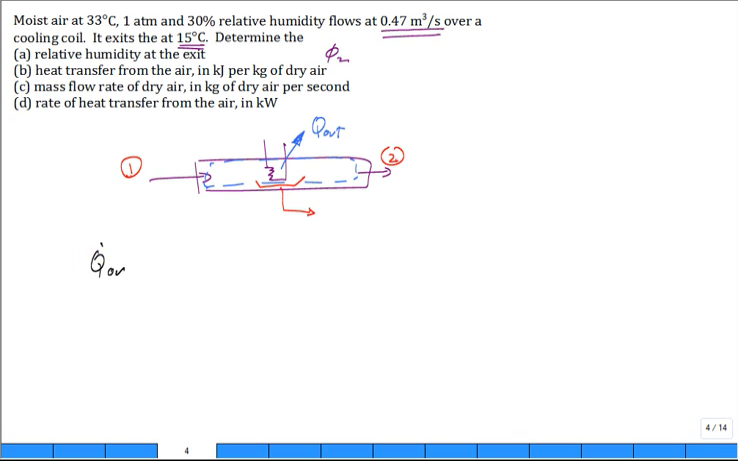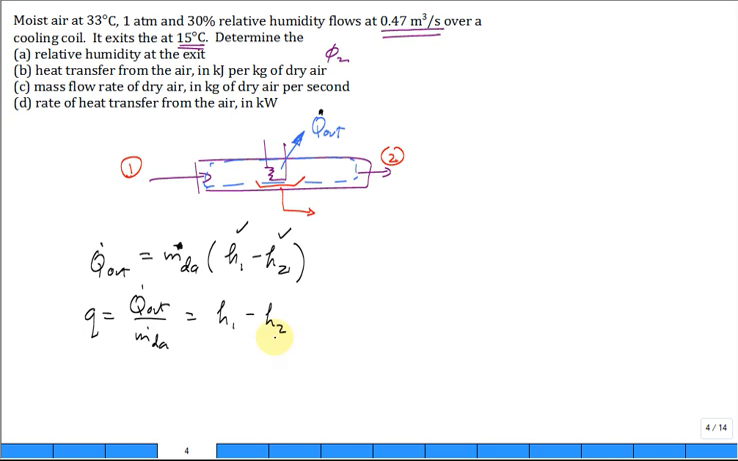Q dot out, should put a dot up there, is equal to the mass flow rate of dry air through the system times the enthalpy 1 minus enthalpy 2. So this is the mixture enthalpies, for the moist air, it accounts for the moisture content. So for part B, they want it in kilojoules per kilogram of dry air. That's lowercase q, which is q dot out, divided by m dot dry air, which is just H1 minus H2. Difference in those mixture enthalpies.